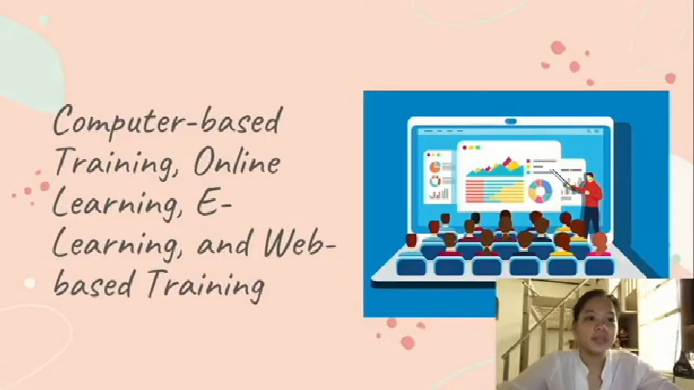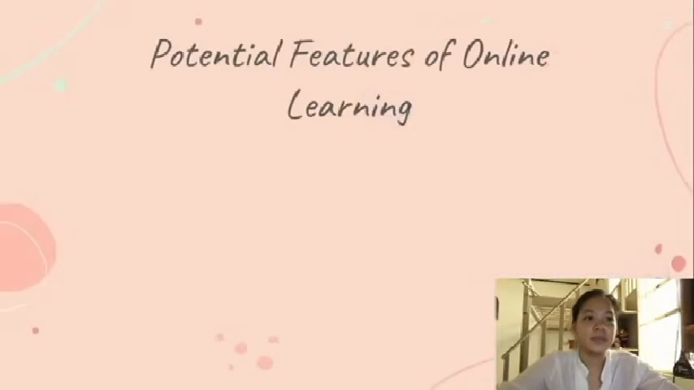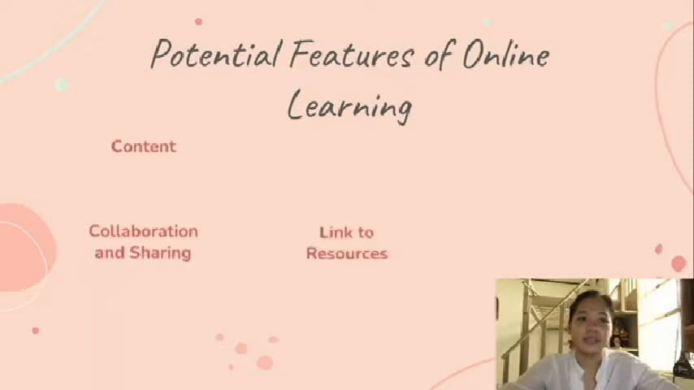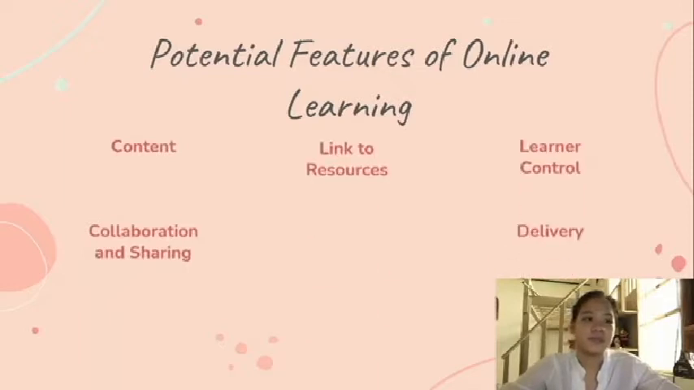So the potential features of online learning include content, collaboration, and sharing links to resources, learning control, delivery, and administration. But we must remember that not all these features are incorporated into every online learning method. So the first one is content. These are the text, video, graphics, and sound.